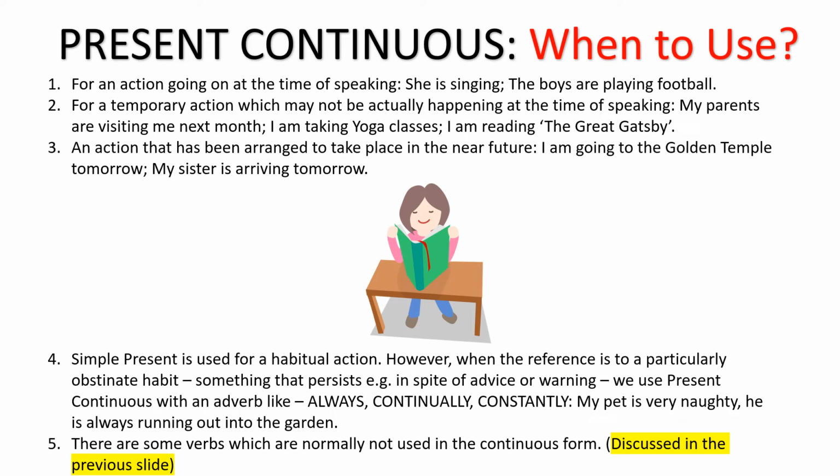I am taking yoga classes. Now, in this particular sentence, you are not taking the yoga class right now, but in general, you are saying these days I am taking yoga classes. I am reading this particular book. Okay, so you are reading. These days you are reading, and right now you may or may not read, but you can use these sentences in present continuous tense for a temporary action which may not be actually happening when you are speaking.